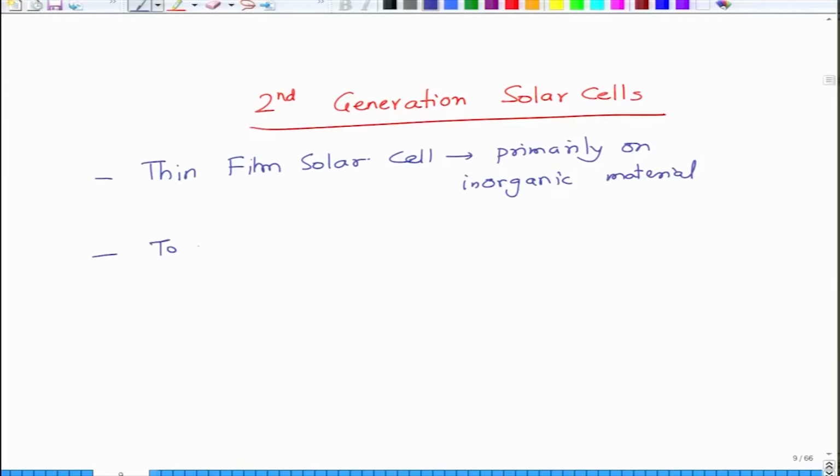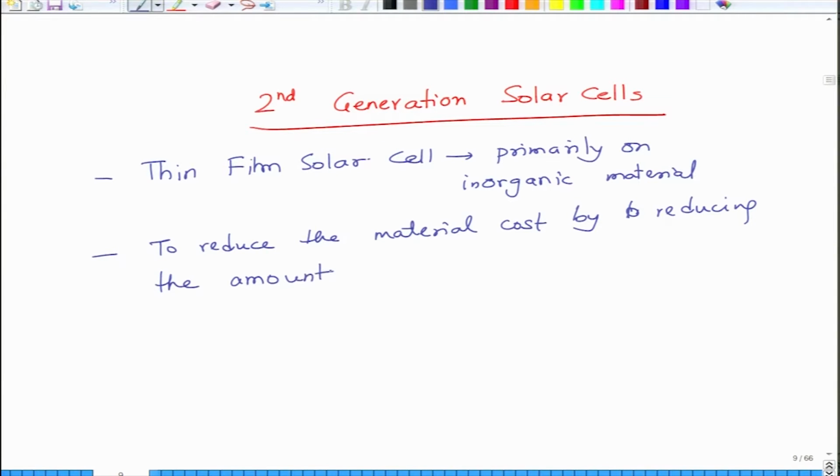So to reduce the material cost by reducing its amount, that is why thin films are going to be used. However, thin films require to be deposited by a process which can make good quality thin films. So that is why its development did not take place earlier, because the vacuum pumps and vacuum technology were not very mature at that time.